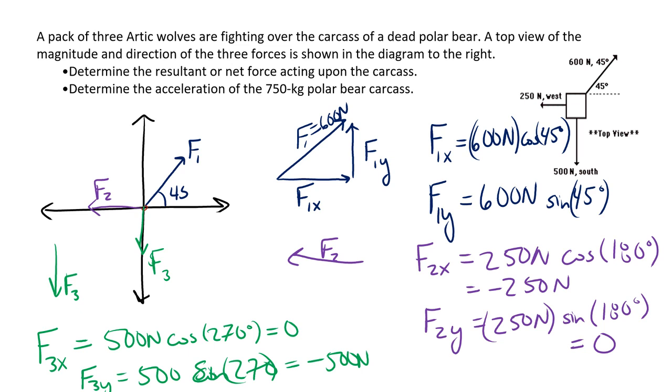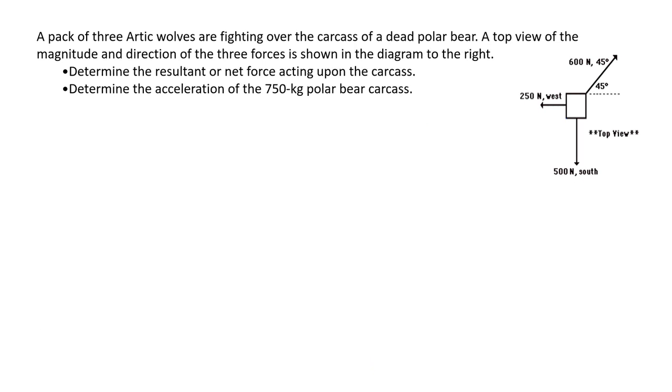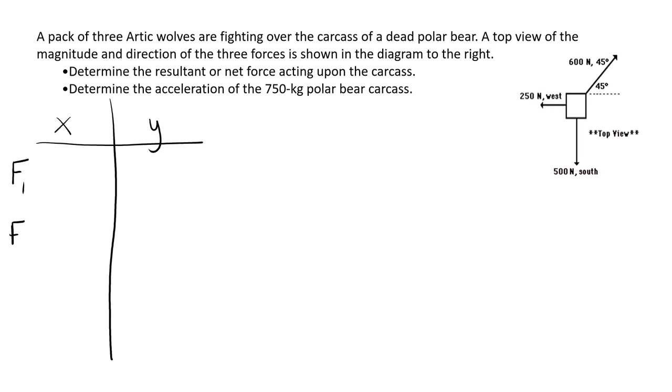So let's take this further and show you how to do this with the net force. One way you could do this is you could sum up all that's going on in the x and make a little table, and everything that's going on with the y. I'll put this as force 1, force 2, and force 3. As we saw in the last problem, force 1 had an x and y component, and so we got 600 cosine 45 degrees and 600 sine of 45 degrees.